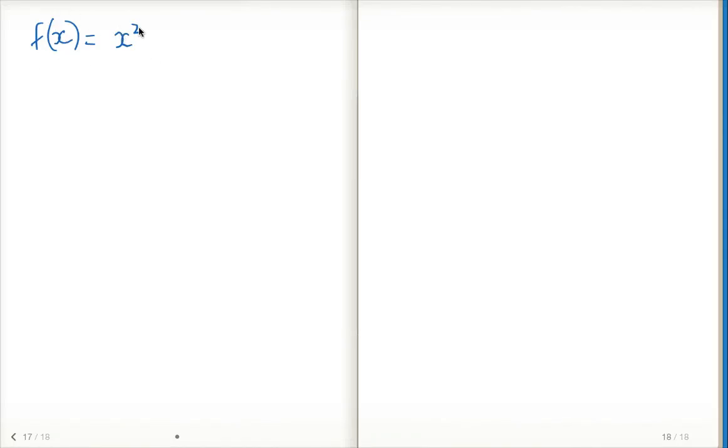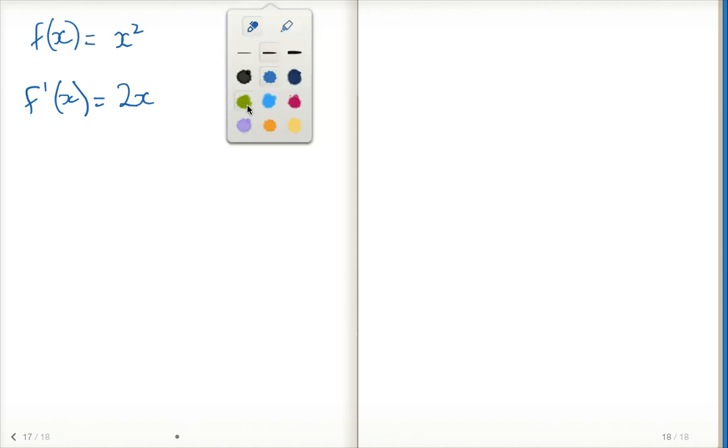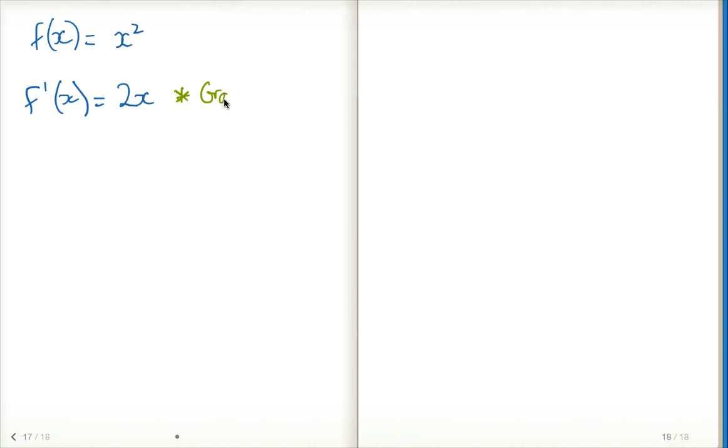Okay, let's consider this function here. f(x) is equal to x squared. Now I used first principles earlier, and I found that f'(x) was equal to 2x. Now what this means is that this right here is the gradient function.